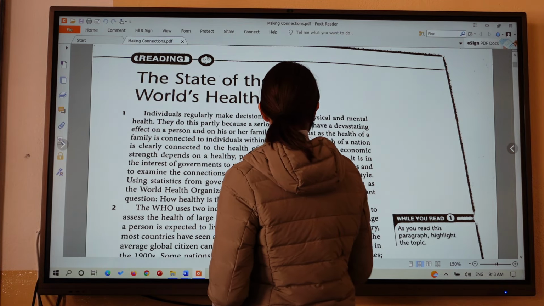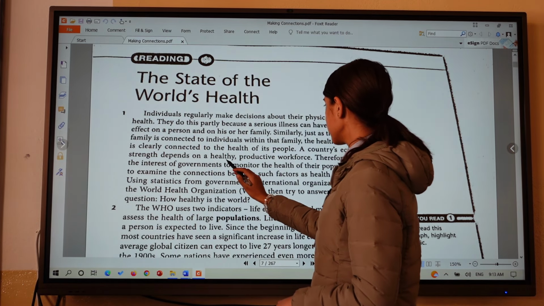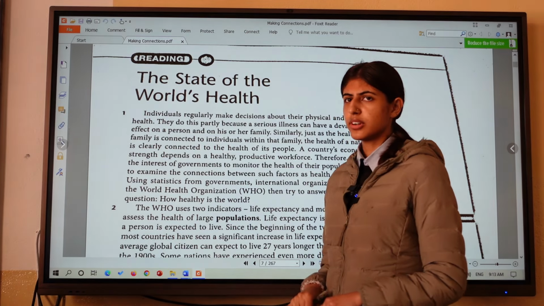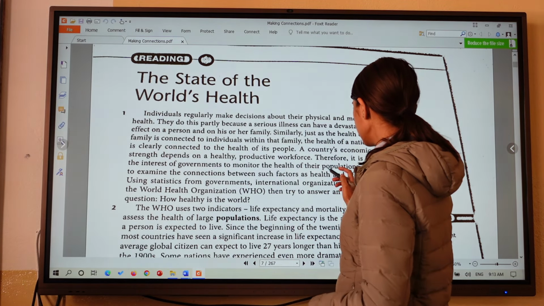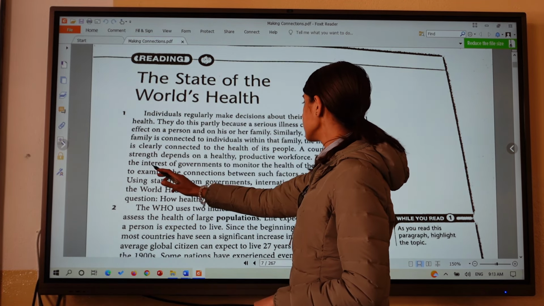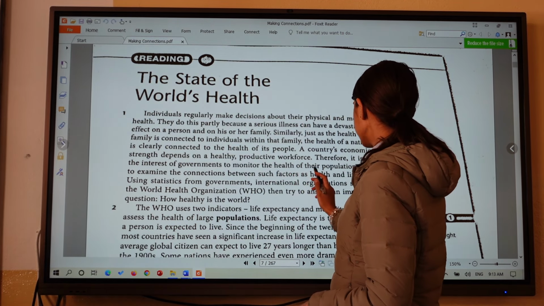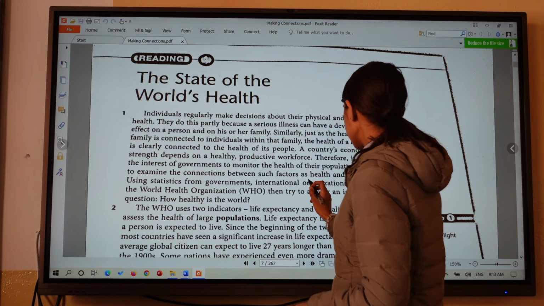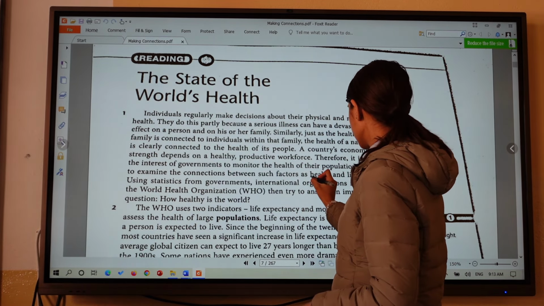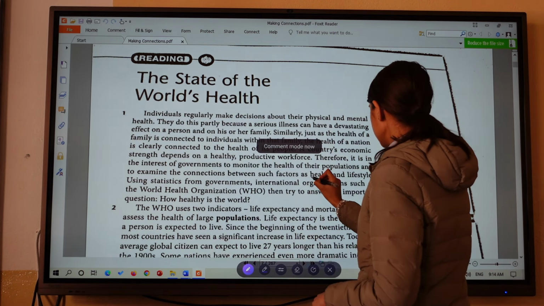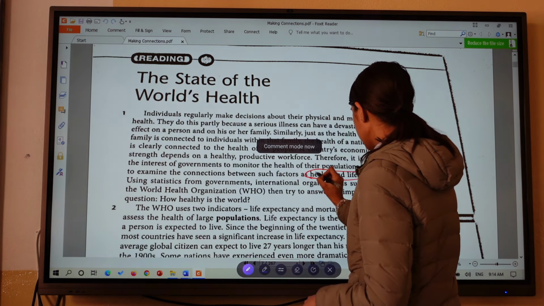Keep reading. A country's economic strength depends on a healthy, productive workforce. Obviously, a country cannot function with sick or ill citizens. Therefore, it is in the interest of governments to monitor the health of their population and to examine the connections between such factors as health and lifestyle. So, health is related with lifestyle.